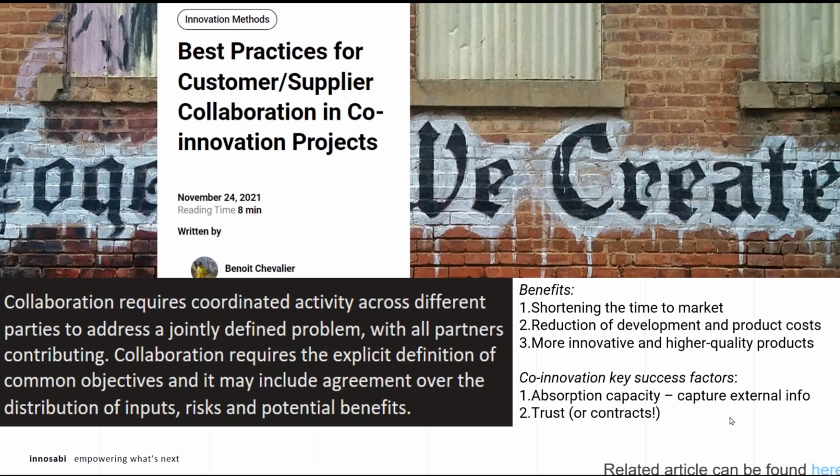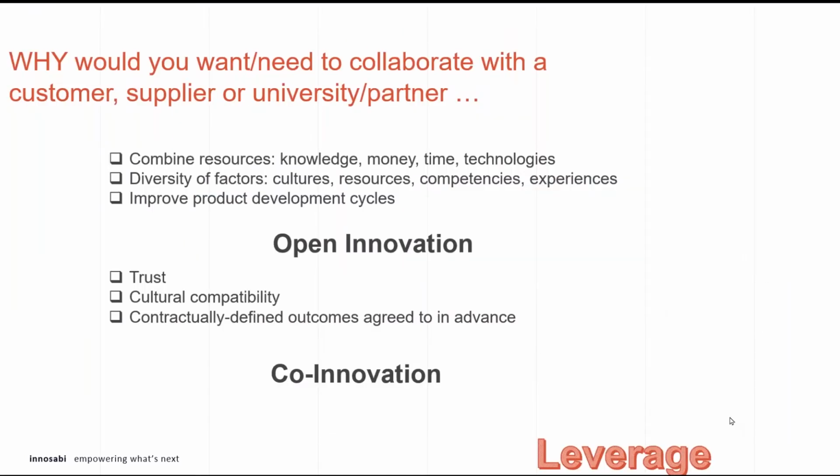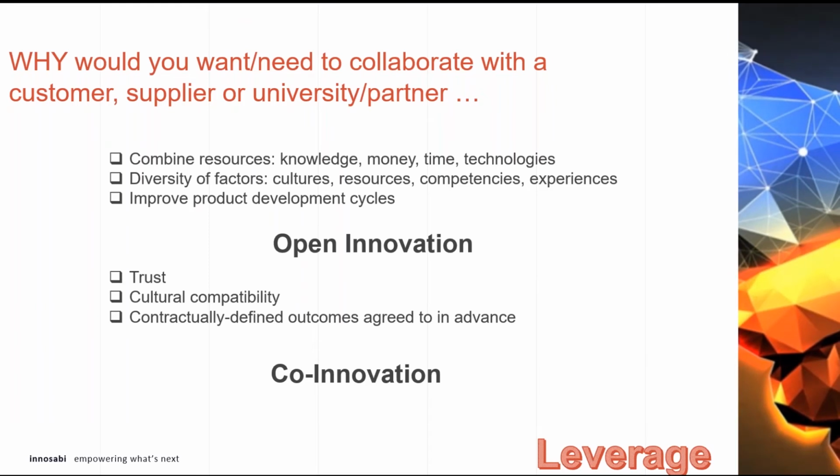So what does all this mean? What all this means is, why would you want to collaborate with a partner? The issue here is that there's a combination of resources. When multiple entities get together, whether it's two or more, there's a combination of resources such as knowledge, money, time, and technologies. There's also a set of diversity factors, including different cultures, different resources in terms of how things are allocated, certainly different competencies, and hopefully experiences, with an end goal to improve the product development cycle, the output of the collaboration, et cetera.